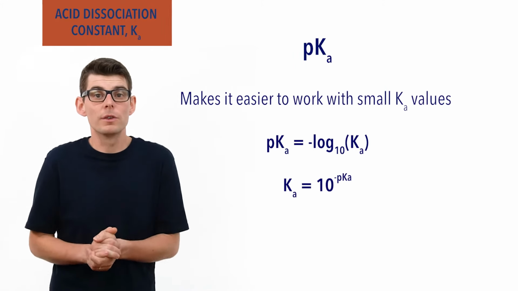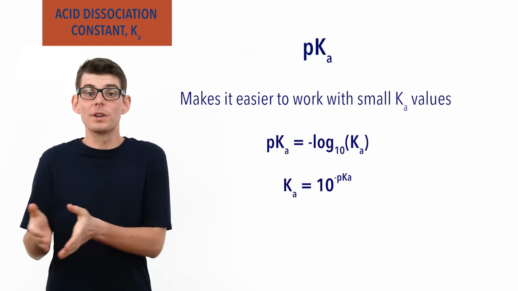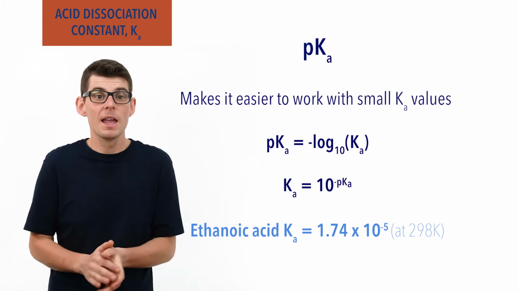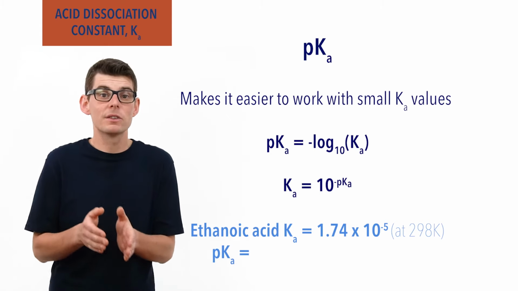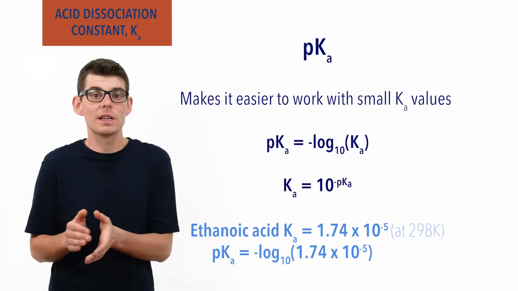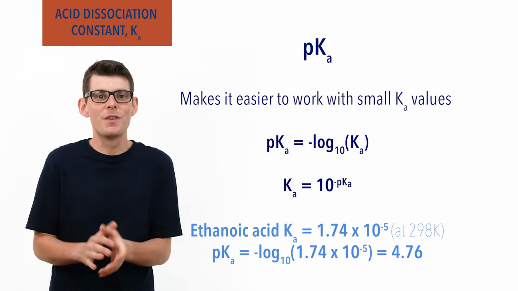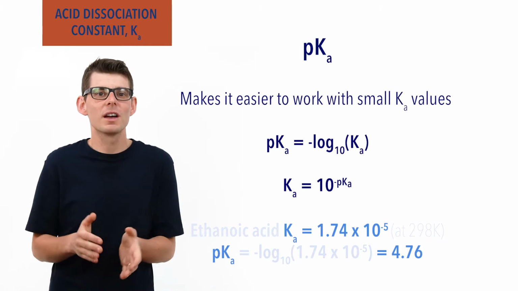For example, the value for Ka of ethanoic acid at 298 Kelvin we've already seen is 1.74 times 10 to the minus 5. Its pKa would therefore be minus log to the base 10 of 1.74 times 10 to the minus 5, giving 4.76. This is a much nicer number to work with than 1.74 times 10 to the minus 5.